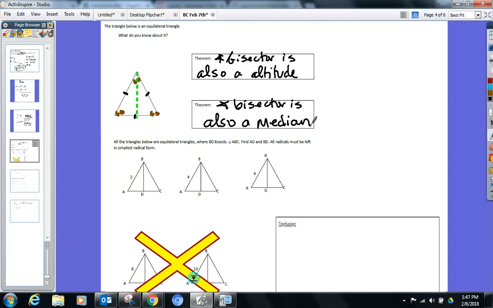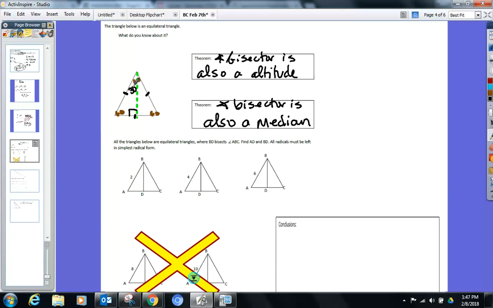So if I know I'm in an equilateral triangle and that's an angle bisector, oh, that's also an altitude and a median. What do altitudes do? Here we go, altitudes form right angles. So I have a right angle here. If that was an angle bisector, what are the two degree measures now? 30 and 30. Welcome to your new type of triangle. 30, 60, 90. A 30, 60, 90. Those sides have a pattern. Ready to figure out what the pattern is?